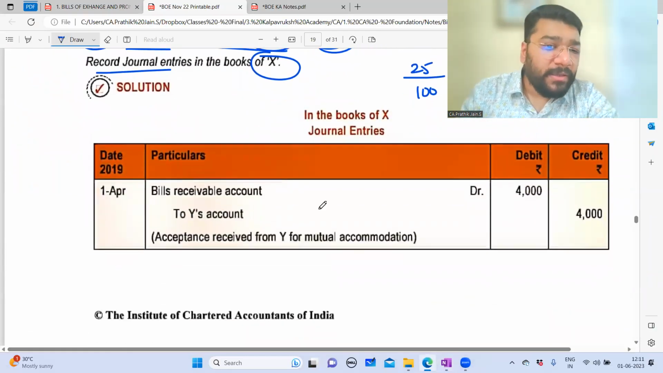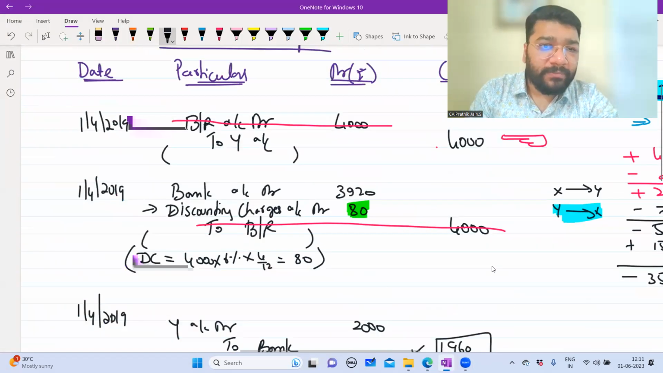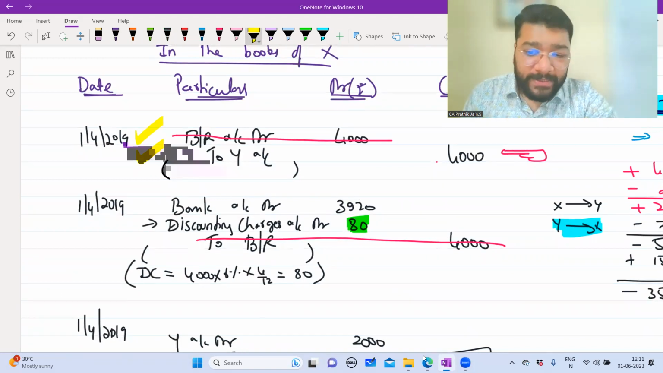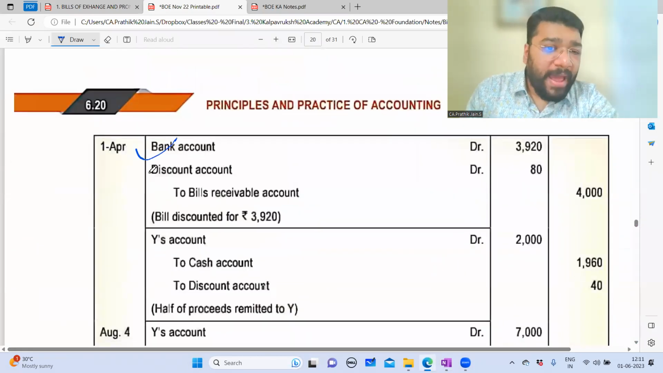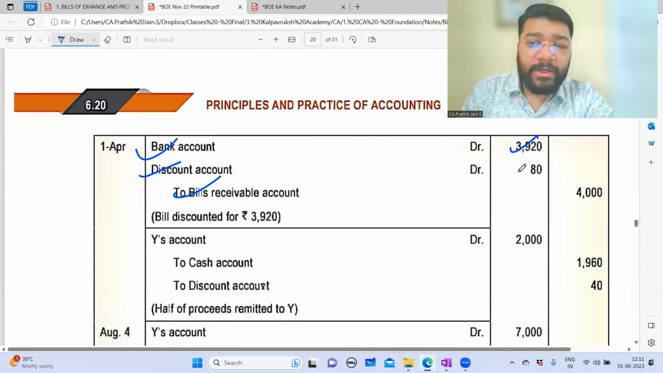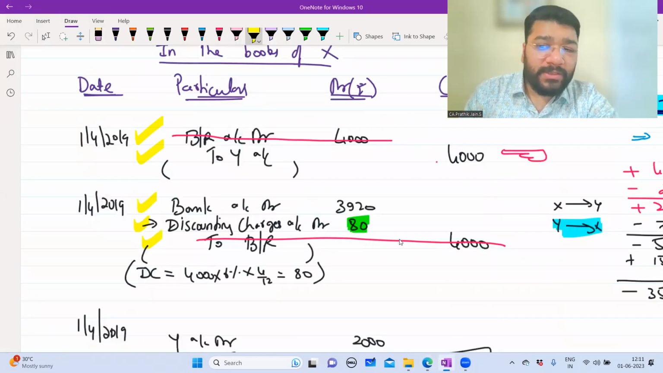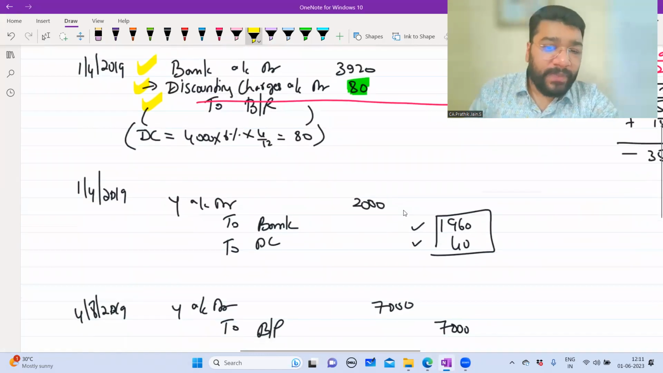Guys, first entry, bills receivable to Y. Let's see if it is matching or not matching. Bills receivable to Y. What is my second entry? Bank discounting charges to bills receivable 3,920, 80 and 4,000. Matching so far.